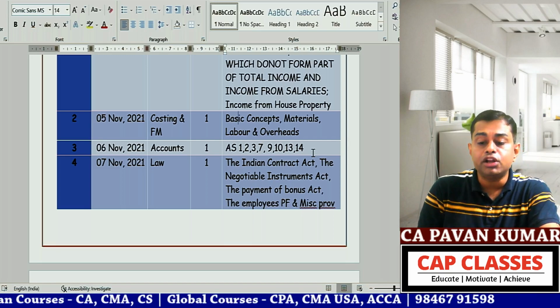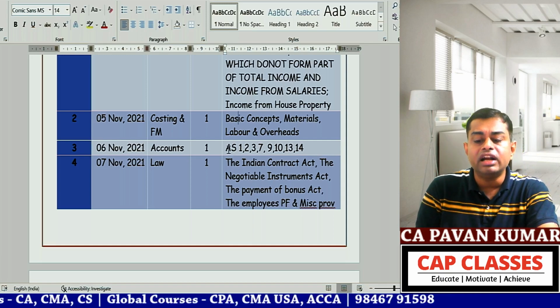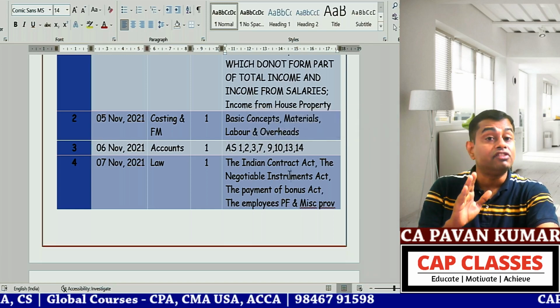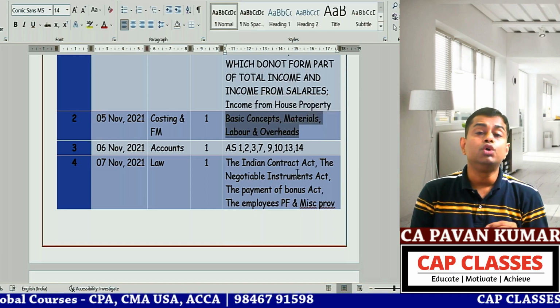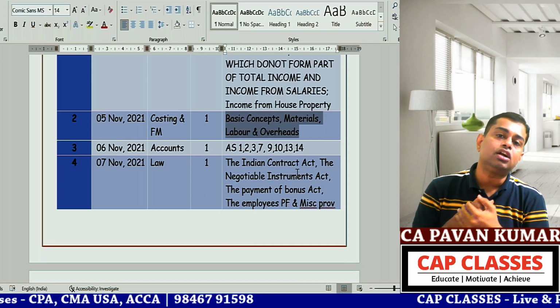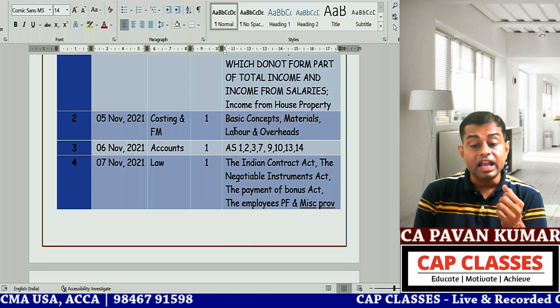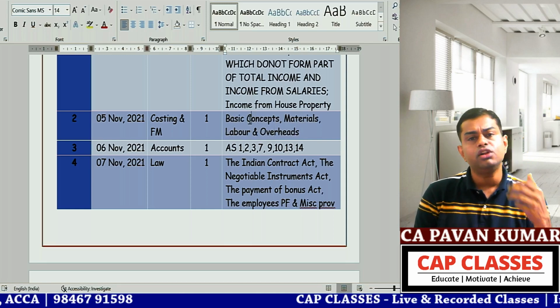So in the first part, you are dealing with basic concepts, materials, labor and overheads. If you look at accounts, you are dealing with accounting standards. One full day, 12 hours. Imagine you are doing this for 12 hours. That means on average, you will spend 3 to 4 hours on each topic. For example, materials, you will spend 3 hours on it. Labor, 3 hours. Overheads, 3 hours. Basic concepts, 3 hours.